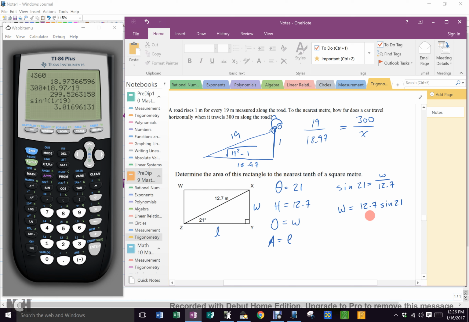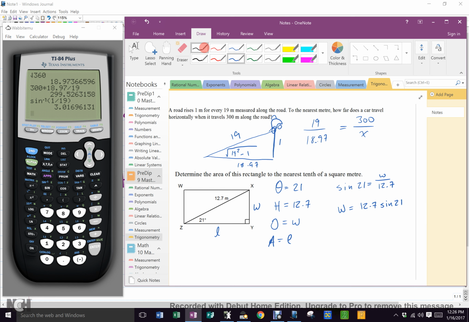Yeah? Okay. What's L? L you would use cos 21 equals adjacent L over 12.7, yes? So what's L? You do 12.7 times cos 21, yes? Have we needed our calculator yet? No. What is the area of a rectangle?